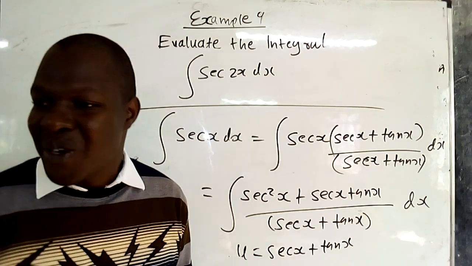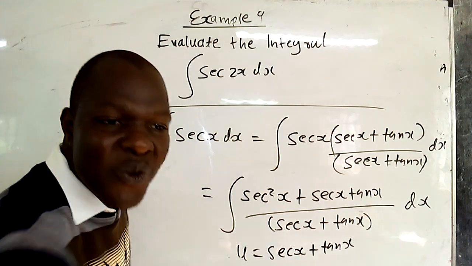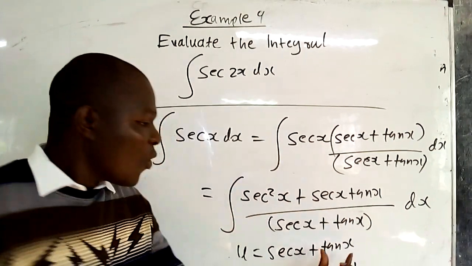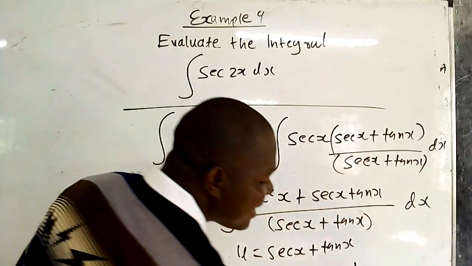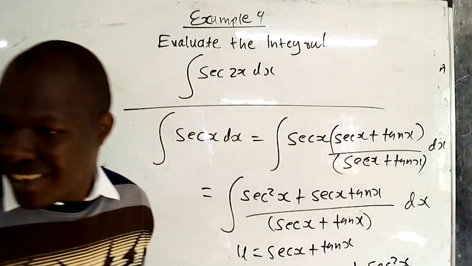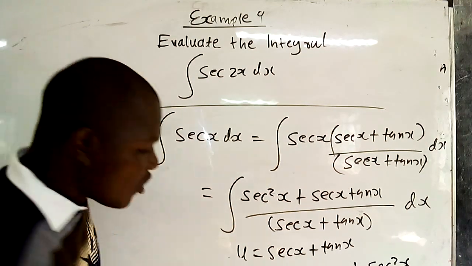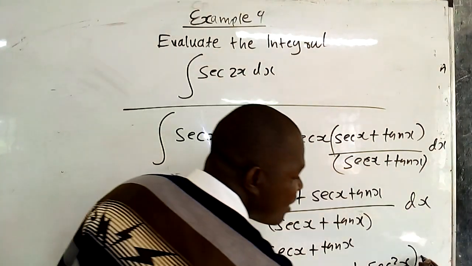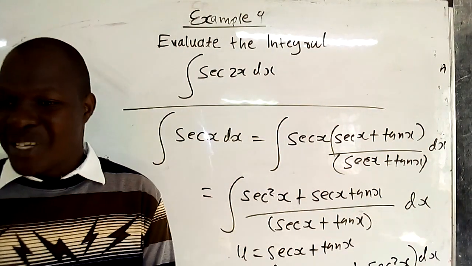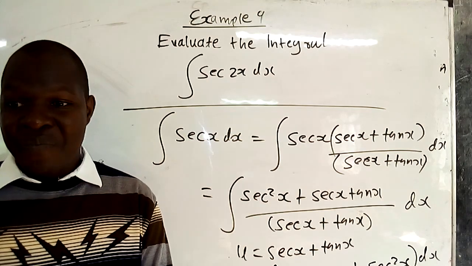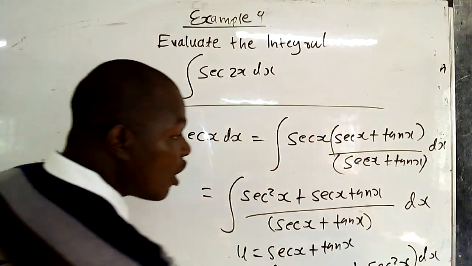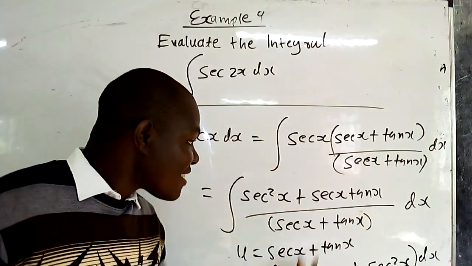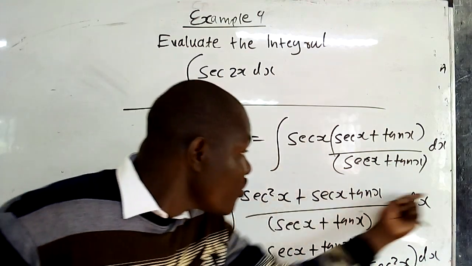Go back to differentiation. When you differentiate sec x, what were you getting? You get sec x tan x. When you differentiate tan x, you get sec squared x. So differentiating u with respect to x, this is du over dx, and you take dx to the other side of the equation. Now the numerator is sec squared x plus sec x tan x dx, meaning the whole of this numerator is du.